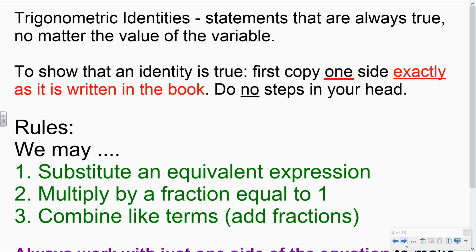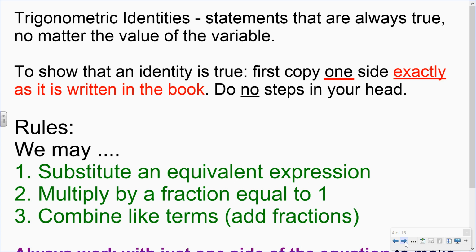So the things that we may do as we go through these steps, we write down one side. If we have one of those reciprocal identities we just talked about, if we have secant theta in there, we can substitute in 1 over the cosine of theta for that, or anything else that's equivalent. Another thing that we can do is we can multiply by 1. If we have a term, we can multiply it by 1. Now, if we just multiply by 1, that doesn't really do anything. But if we multiply by sine of x over sine of x, that might help us have some things that cancel out and simplify. The other thing that we can do is we can combine like terms.